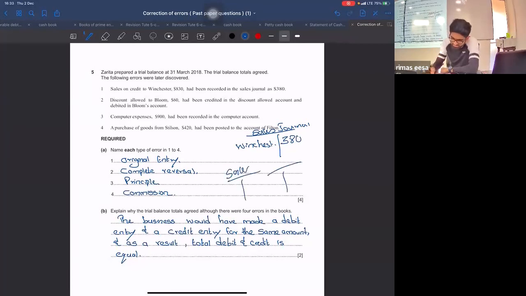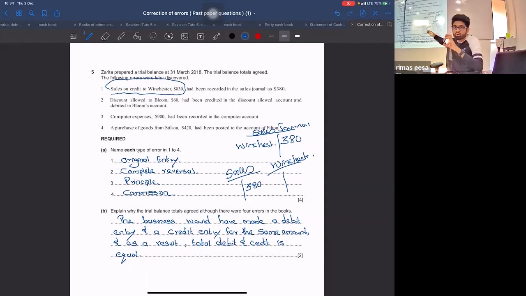So when you start preparing the T account, you have an account for sales and you have an account for Winchester. Correct amount is 830. You're selling on credit to Winchester for 830, but you went and entered in the sales journal as 380. So how much will you go and enter in the sales account now? 380, because by looking at the journal only, you start doing the T accounts. So if you make a mistake in the journal, the double entries that you do will also be wrong.